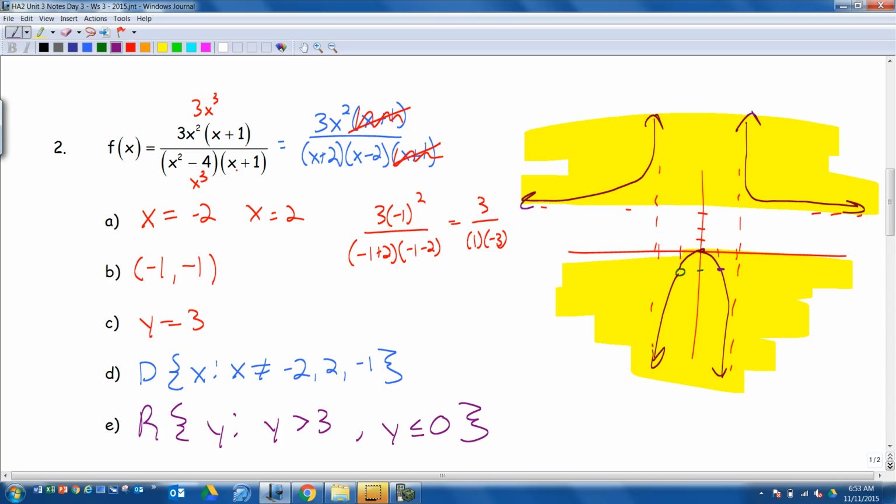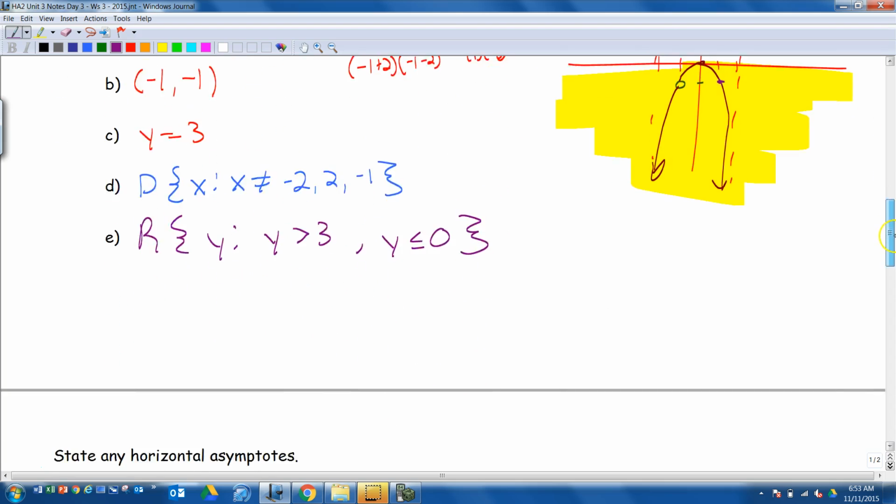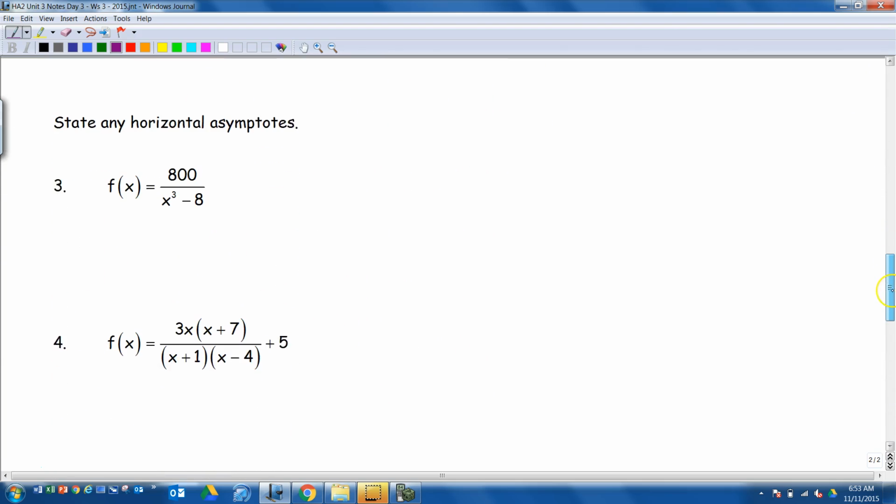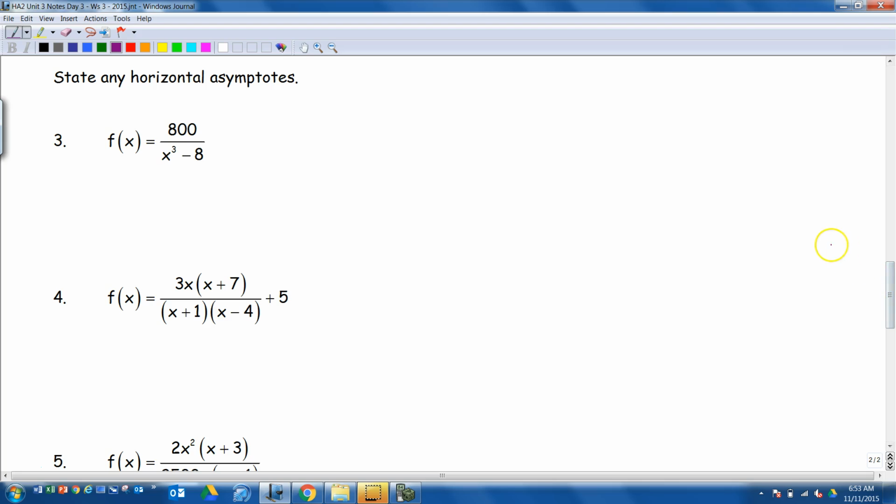Okay? Alright, so now on the back, all we're doing is stating horizontal asymptotes. We're looking at our rules. Now the second one is kind of the weird one that I wanted to talk about. First one, there's no x's on the top. There's x cubed on the bottom. That follows rule 3. When it's bottom heavy, you just say it's y equals 0.